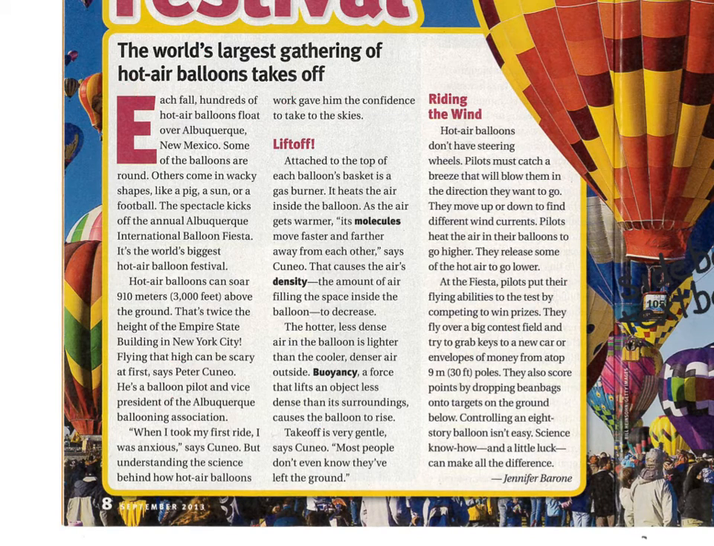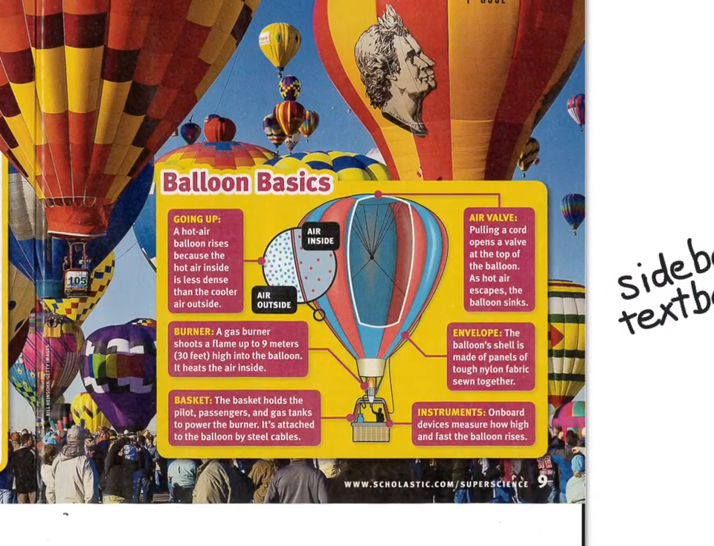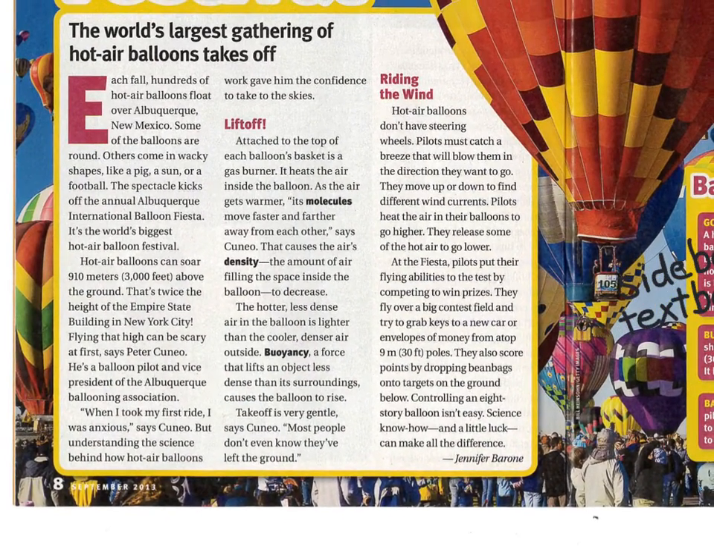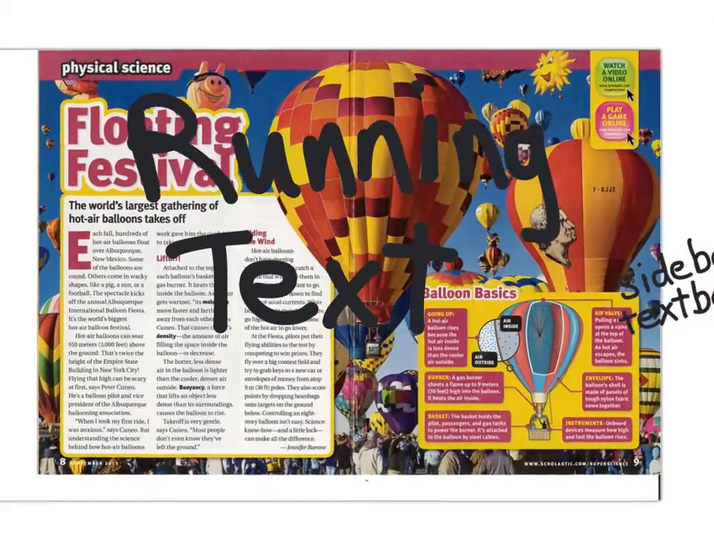Now, as I am getting ready to read this, I want to look and see if there's anything that sticks out. I see that there are some bold words like molecules, density, and buoyancy. I remember seeing those words over here when I was looking at my text box or sidebar. I know that when I read the running text, the author is going to give me the main ideas and their supporting details and evidence, and I know that while I'm reading, I can cross-check with all of the other text features.